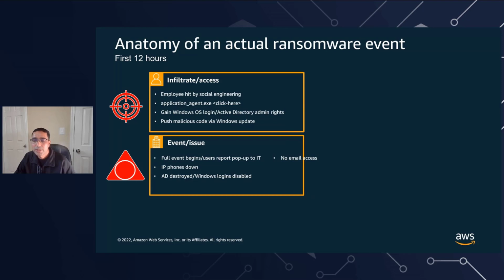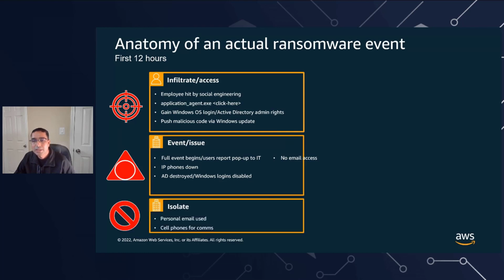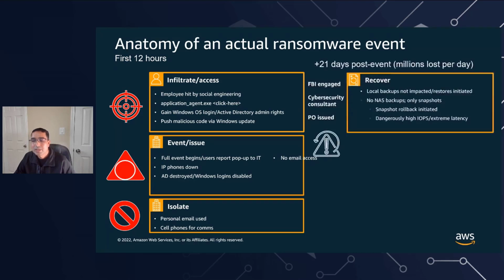Users start reporting issues to IT. The IP phones go down. They lose access to email. And then at this point, the IT team tries to isolate the environment and begins communicating through personal email or cell phones. Business legal teams get involved, and they sometimes even need to pull in the FBI or bring in security consultants depending on the scale of the attack.